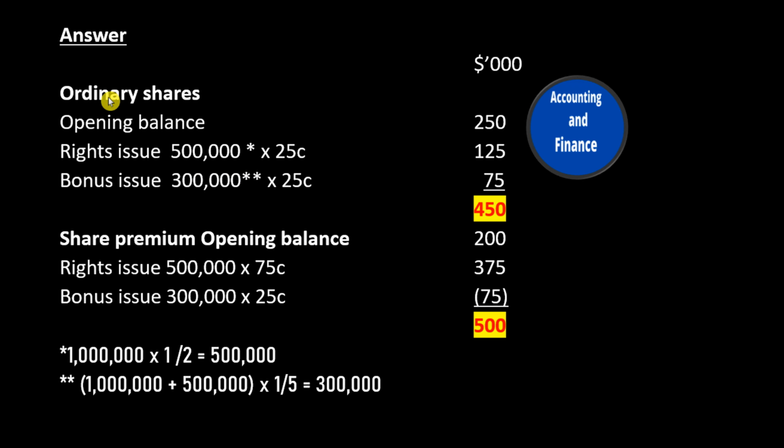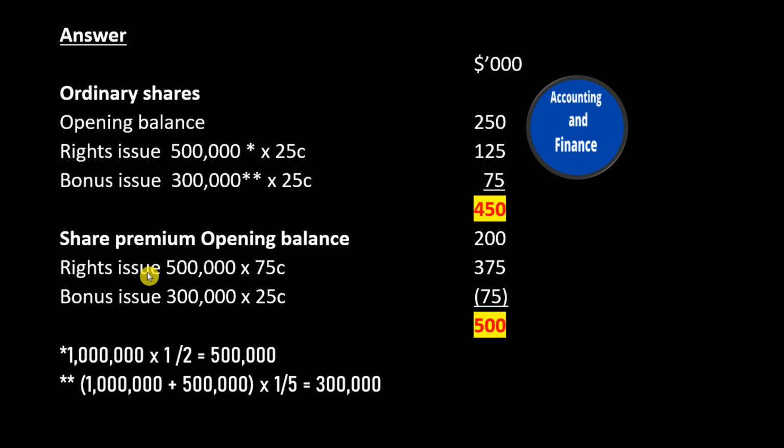Answer: ordinary shares. Opening balance, 250. Rights issue, 500,000 times 25 cents, 125. Bonus issue, 300,000 times 25 cents, 75. A total, 450. Share premium opening balance, 200.